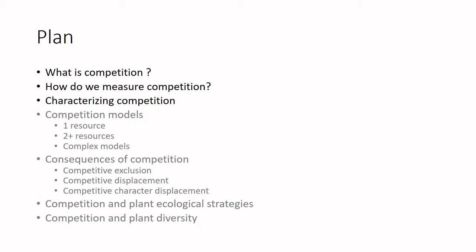And the last week, we are going to talk about the evolutionary and ecological aspects of competition. So the consequences for the coexistence of the species, the consequences that lead to a different ecological strategy and how they assemble in community, and how competition affects plant diversity in general.